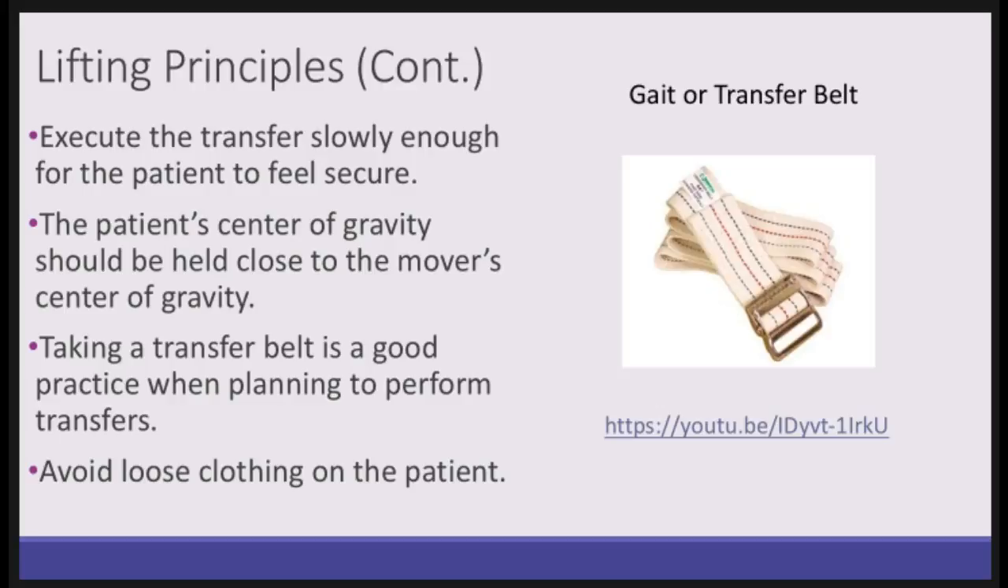Patient's center of gravity needs to be held close to the mover's center of gravity. So it's a really good idea if you're doing transfer from wheelchair to table or chair to chair, things like that, to use a gait belt or a transfer belt that helps you get a good grip on the patient so you're not fussing with their clothes or slippery fabrics that they're wearing. You've got a good base of a hand support and grip that you can get on the patient.